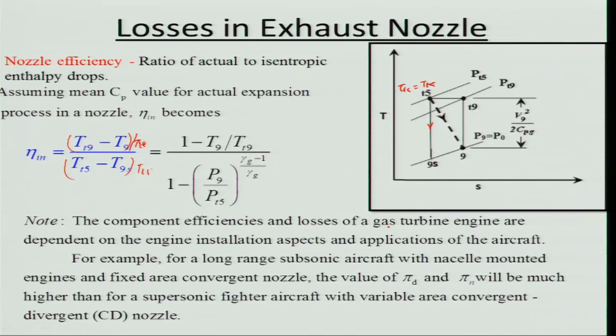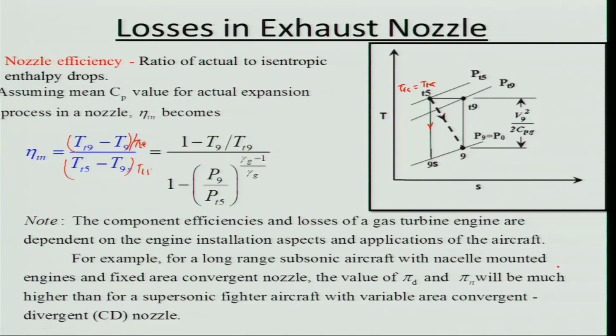For example, for a long range subsonic aircraft with nacelle mounted engines and a fixed area convergent nozzle, the values of pi_d and pi_n will be much higher than those of a supersonic fighter aircraft with a variable area convergent-divergent nozzle. So, for fighter aircraft we generally use a variable area convergent nozzle, but nowadays people are coming up with the variable area convergent-divergent nozzle. So, with this I will stop. In the next class we will discuss real turbojet engines and carry out a real cycle analysis of turbojet engines. Okay.